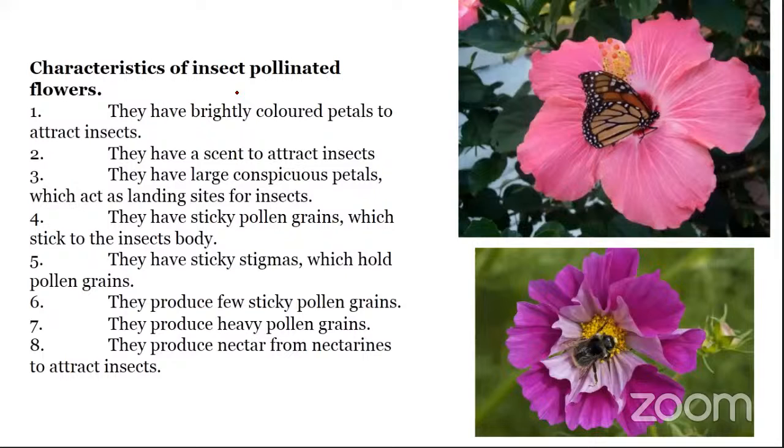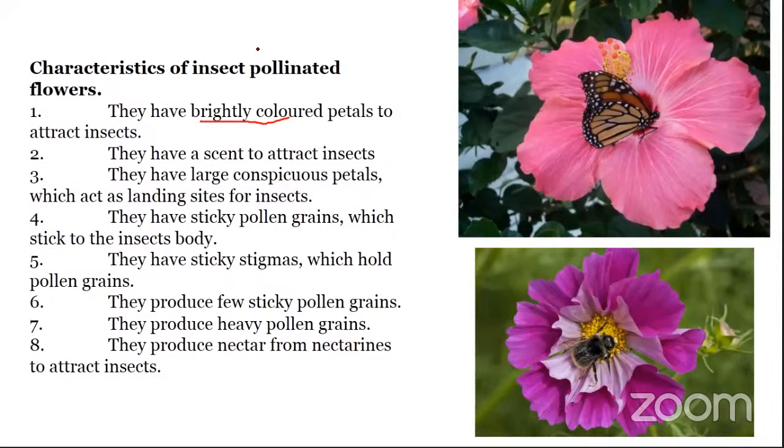You know that insect pollinated flowers, one, most of them are going to be brightly colored. It doesn't matter which color, because it could be purple, it could be pink, it could be white, as long as it's a bright color. And that quite bright color is for attracting insects.